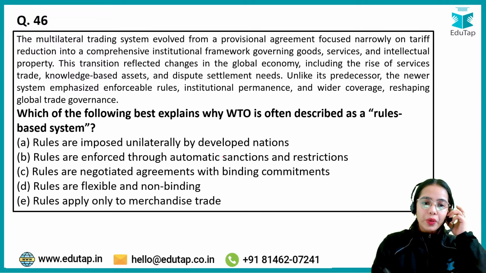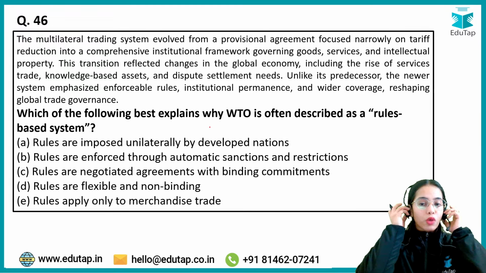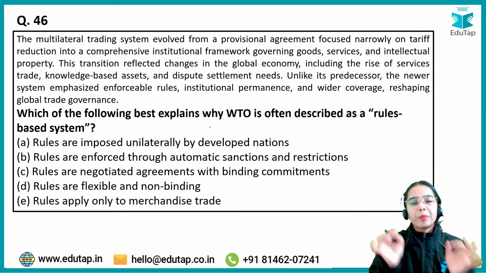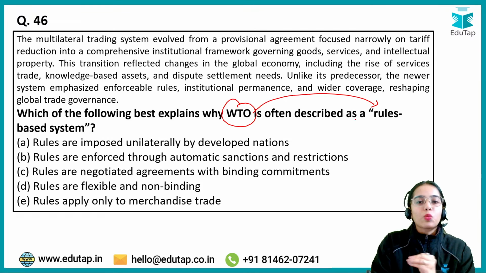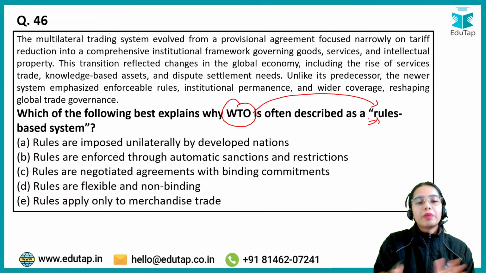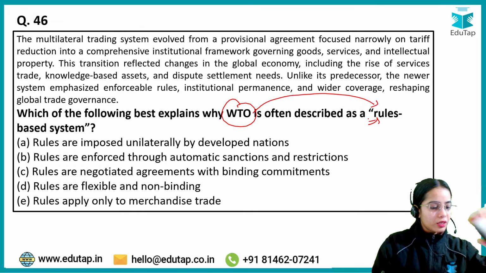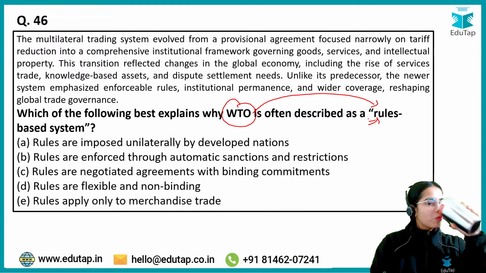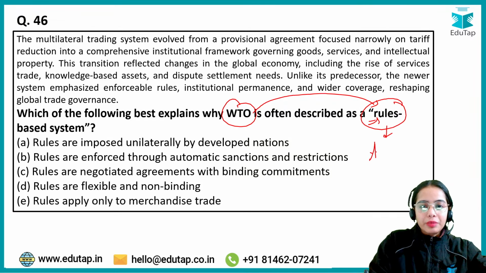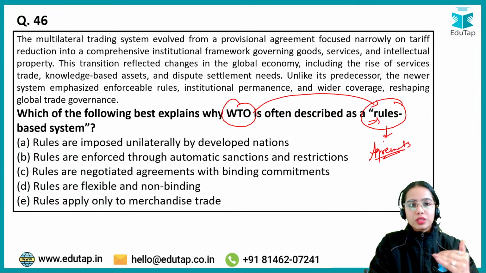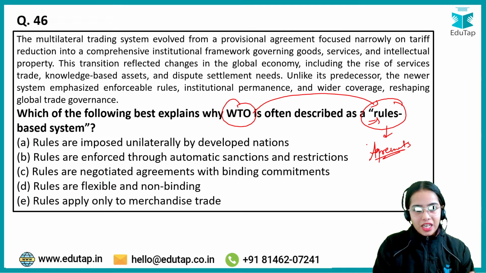Now, which of the following best explains why WTO is often described as a rules-based system? So WTO is often described as a rules-based system. Why is it so? Why is it a rules-based system? See, first of all, rules means nothing else. It means agreements. Because in the WTO, the rules are basically the agreements that have been signed.